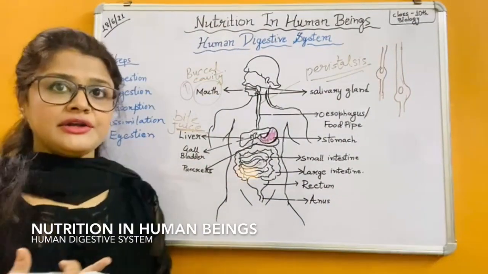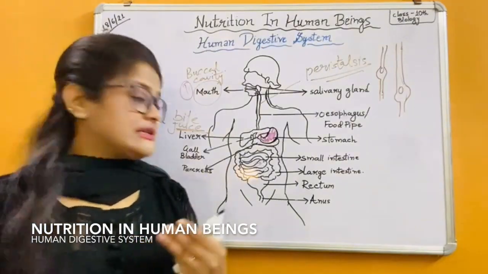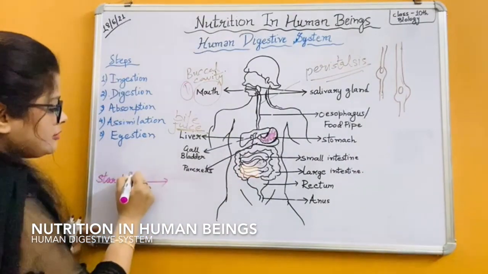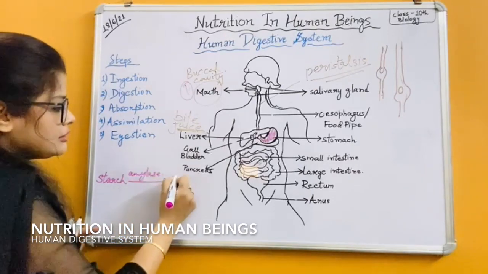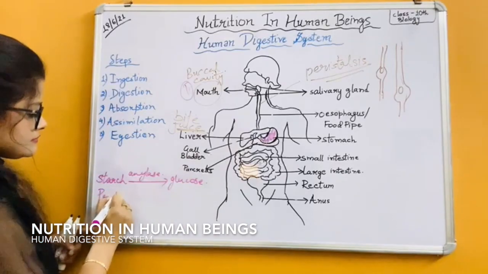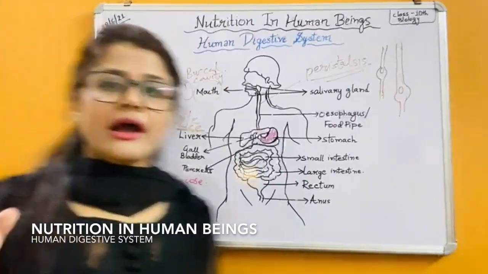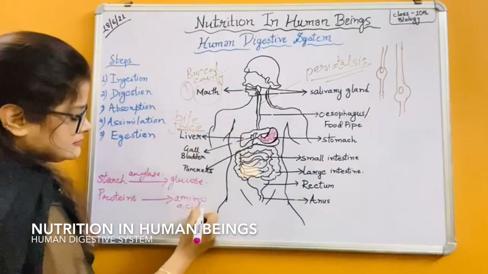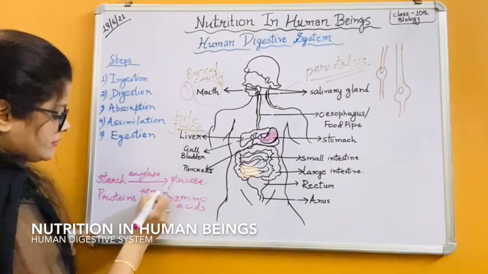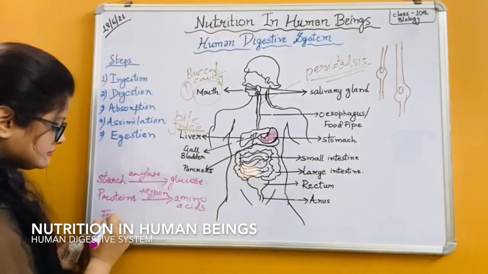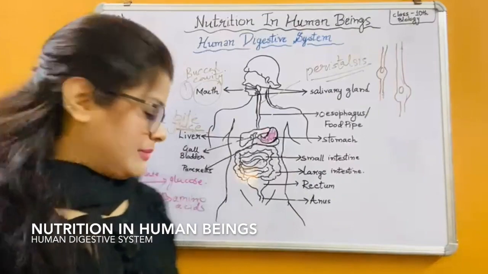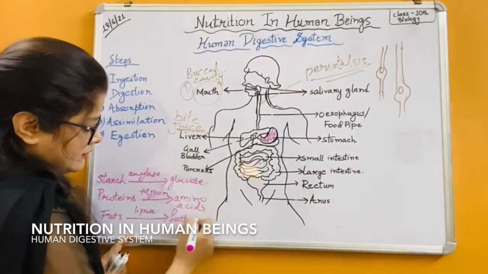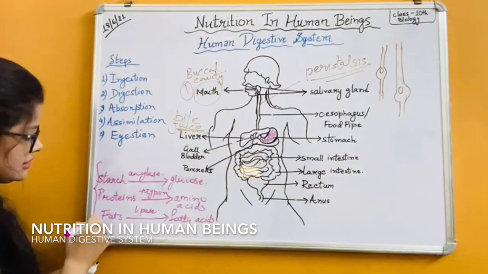Now the pancreas also produces pancreatic juice. It contains digestive juices and 3 types of enzymes: trypsin, amylase and lipase. I'll tell you the functions of these enzymes. With the help of amylase, starch is converted into glucose, and proteins are converted into amino acids with the help of trypsin. And last, fats are converted into fatty acids with the help of lipase. So these 3 chemical reactions take place in the small intestine.